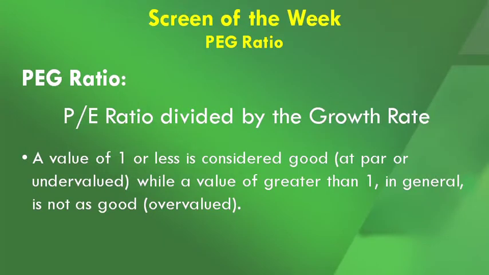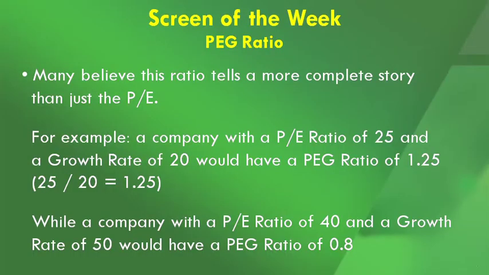PEG ratio is simply the P-E ratio divided by the growth rate. So a value of one or less is considered good or at par, undervalued, that's what some people call it. While a value of greater than one, in general, is not as good or it's overvalued. If you were to take a look at a couple of examples, check this out. Many believe the PEG ratio tells a more complete story than just the PE because of this.